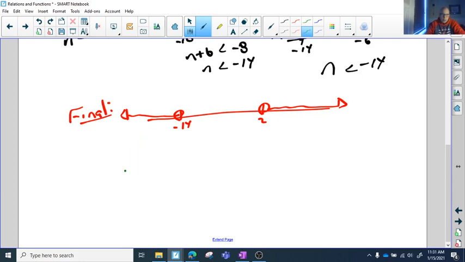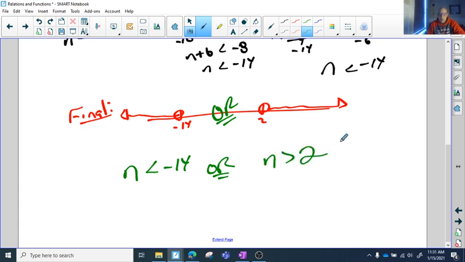So the way you describe this is any n value less than negative 14. When there's a gap in your set, we use the word or. Or this could have happened. N could have been anything bigger than 2. And that would be our final set.